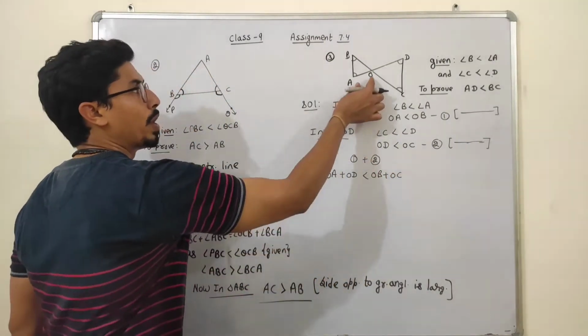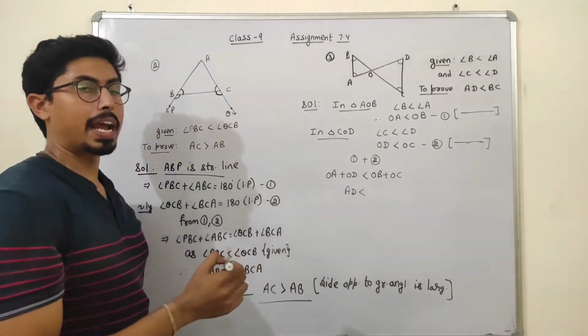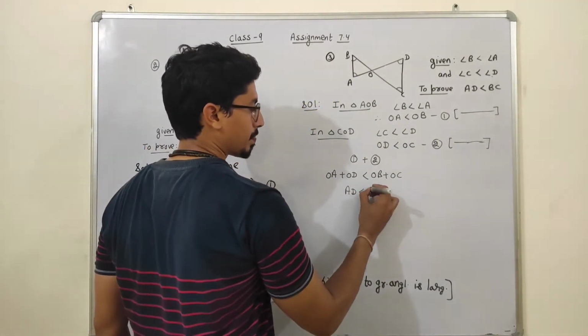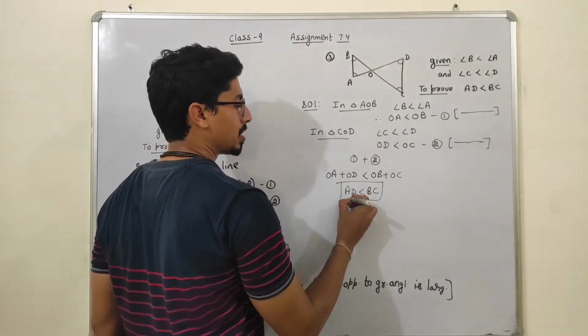OA plus OD means AD. And OB plus OC becomes BC. So AD is less than BC, this I have to prove. And this is our required answer.